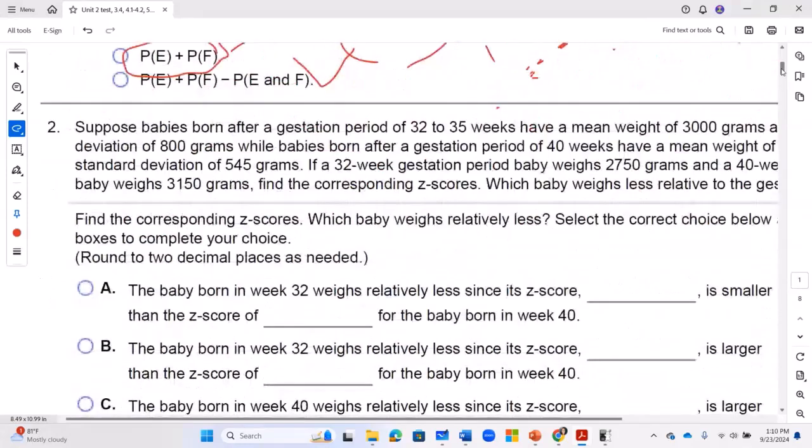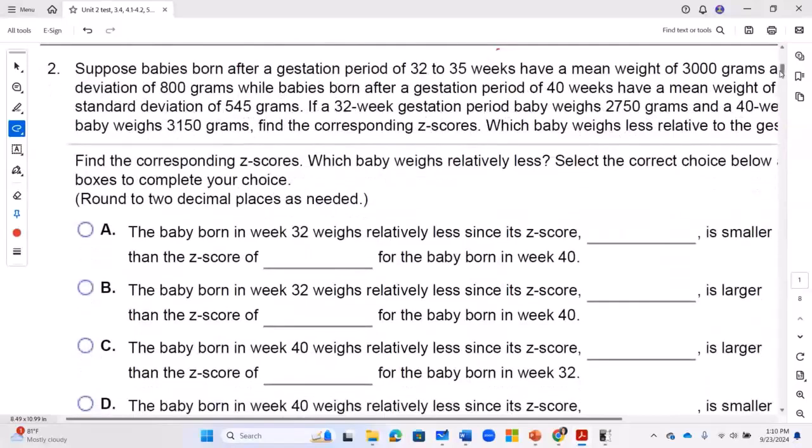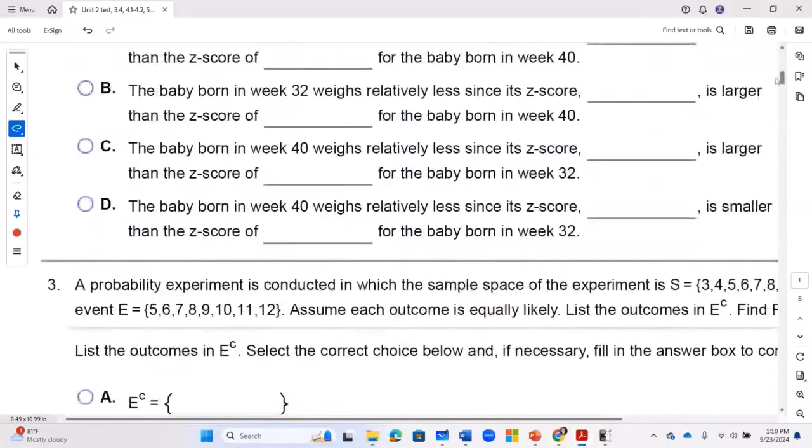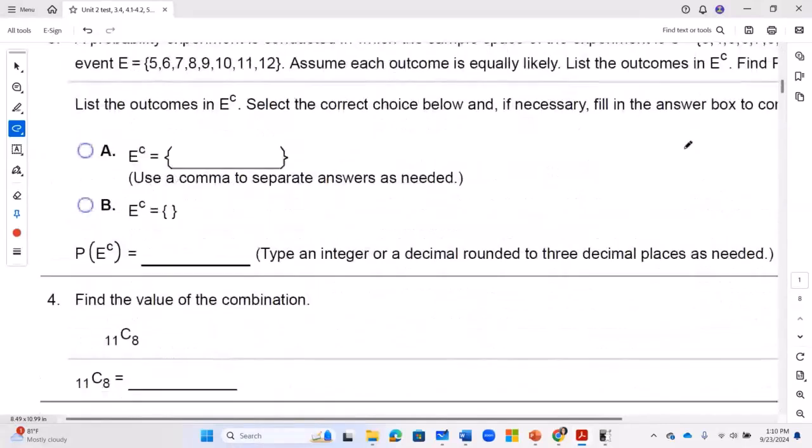Question number 2 is Z-score. Whenever you see a Z-score question, we have already done it. Trust me, we have done Z-score, but the question is always going to show up in the test. Z-score, we did it in unit 1, but it's going to show up in every test. By the way, let's answer question number 3.